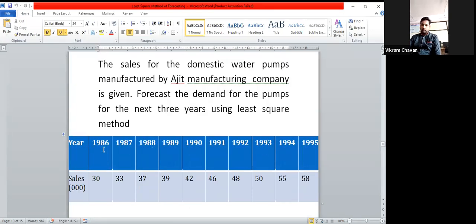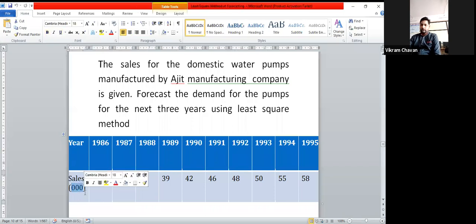For a particular year, the sale data is provided, and this sale is in 1,000 quantity. So the triple zeros are nothing but a 1,000 quantity: 30,000, 33,000, 37,000, and so on. So for 1986, 30; 1987, 33; 1988, 37; 1989, 39; 1990, 42; 1991, 46; 1992, 48; 1993, 50; 1994, 55; and 1995, 58.